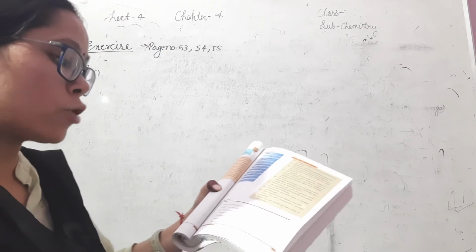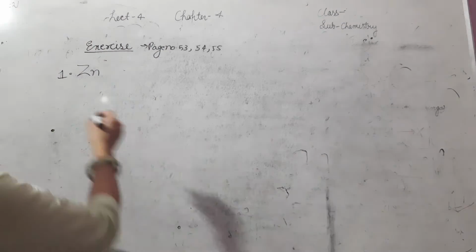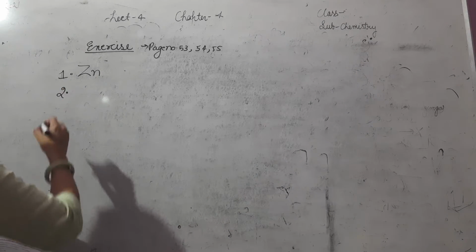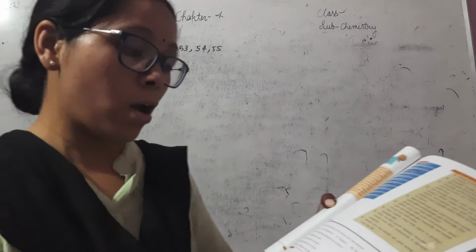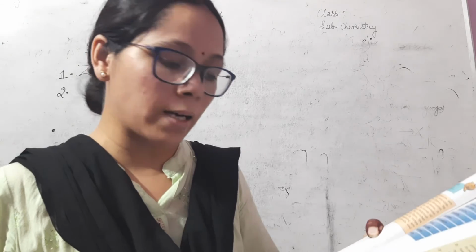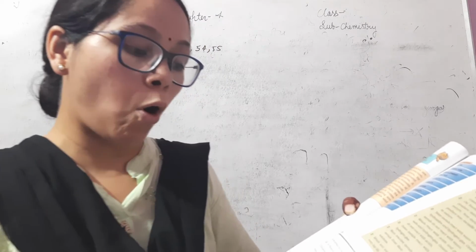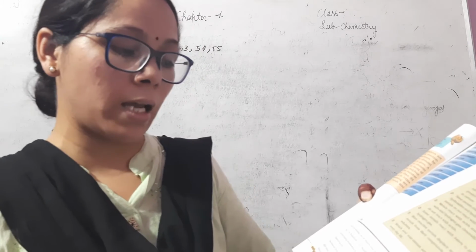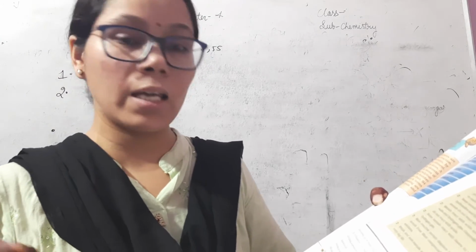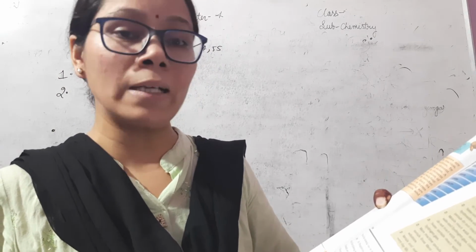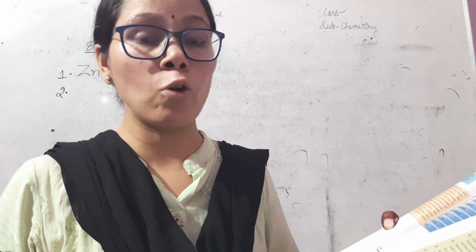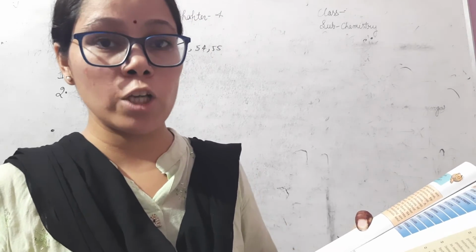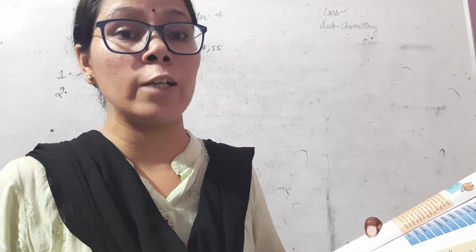The second question is, which of the following statements is correct? First statement is, all metals are ductile. Second statement, all non-metals are ductile. Third, generally metals are ductile. Some non-metals are ductile. Look, first statement is, all metals are ductile. No, all metals are not ductile. Sodium and potassium are very soft. They are not converted into wire.